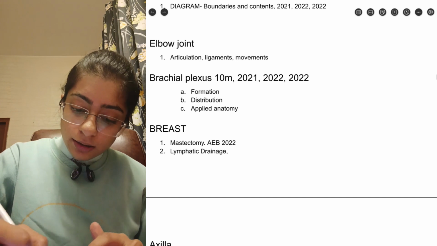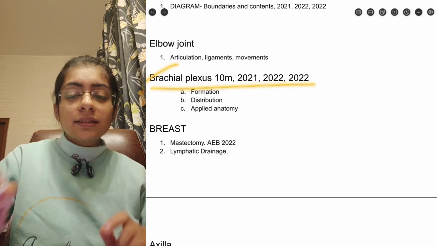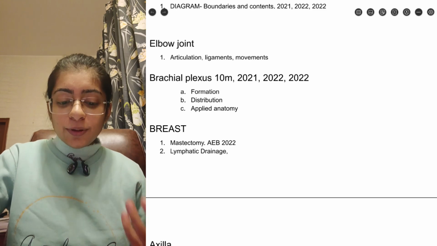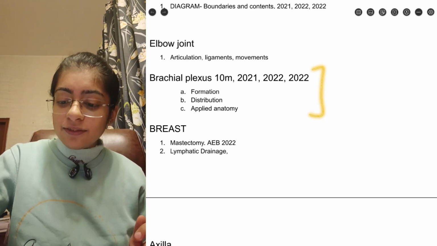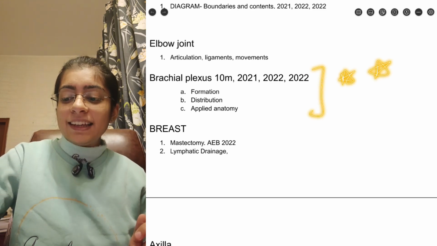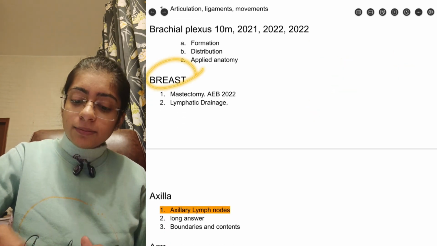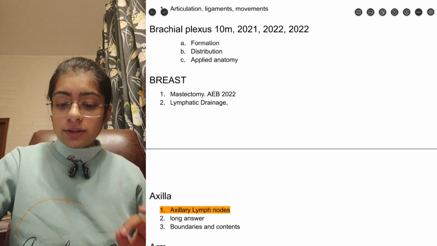Next is brachial plexus. I don't need to tell you this question, because you all know it very well. This is very, very, very famous. I can't say how many star question it is. Next is breast. Mastectomy is a clinical question from it.